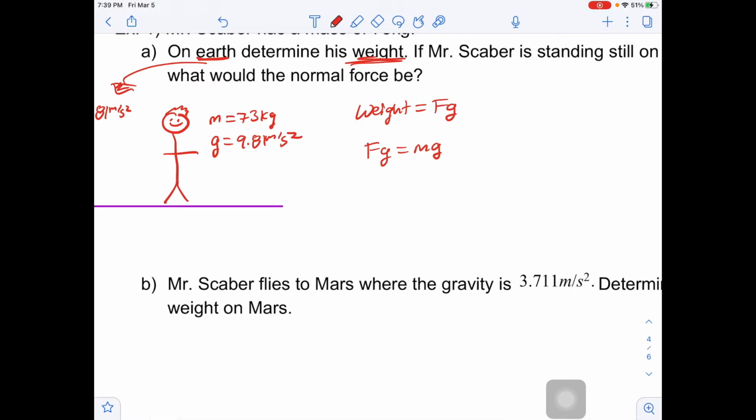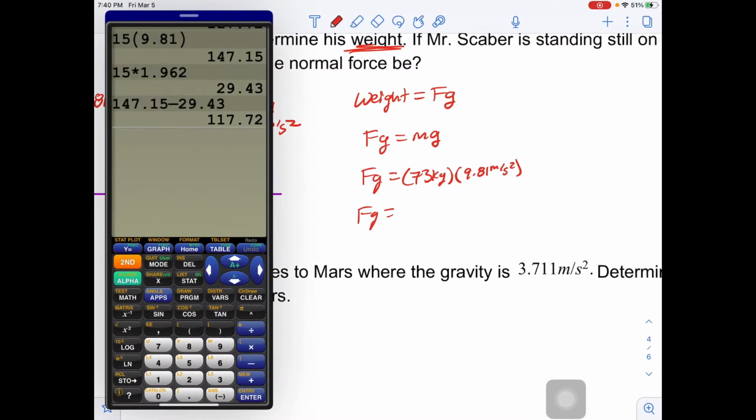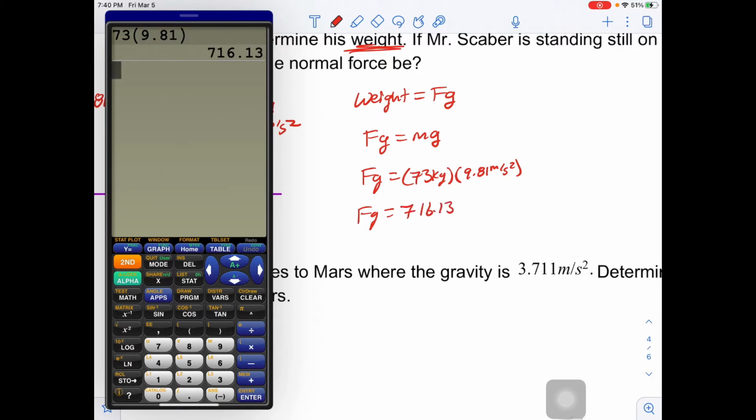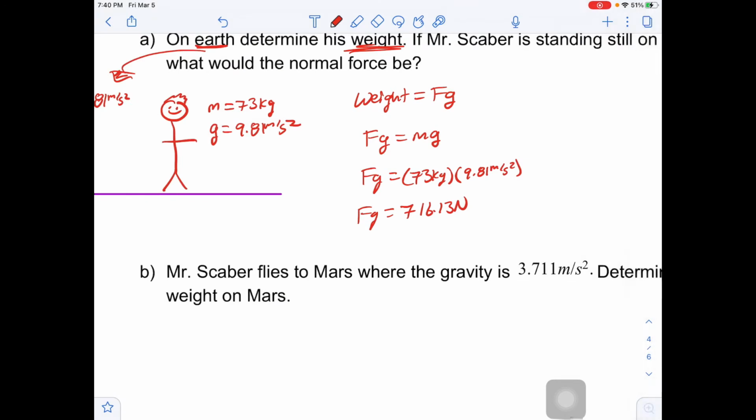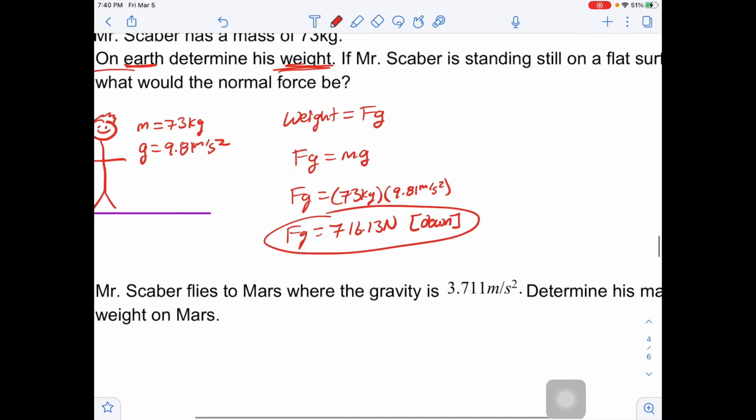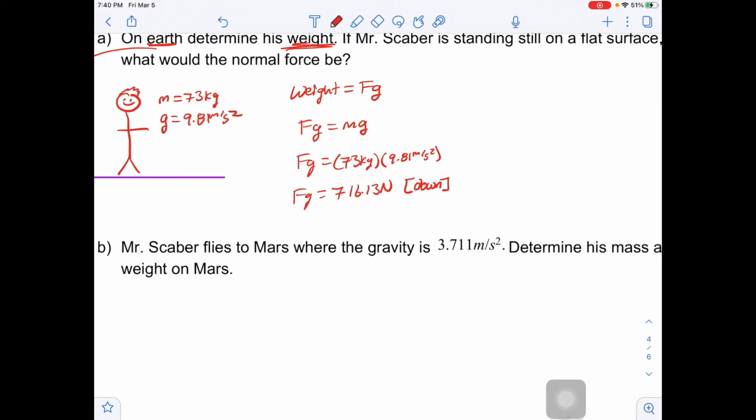Now it's a matter of just plugging it in. So at this point, my force of gravity is mg. My mass is 73 kilograms, and my gravity is 9.81 meters per second squared. So my force of gravity, pull up my calculator here, 73 times 9.81, that's 716.13 newtons. And remember, force is a vector, so the force of gravity is down. I technically should give this the proper sig digs for a final answer, so I'll move this decimal over twice, and that'll be 7.2 times 10 to the 2 newtons down.